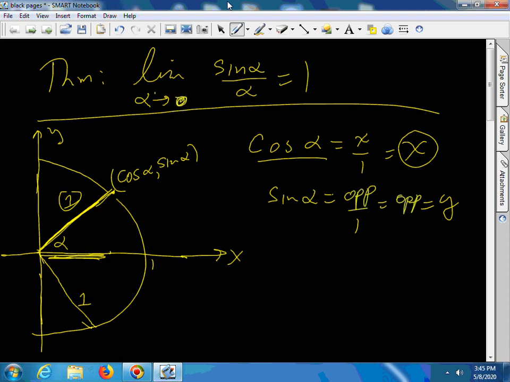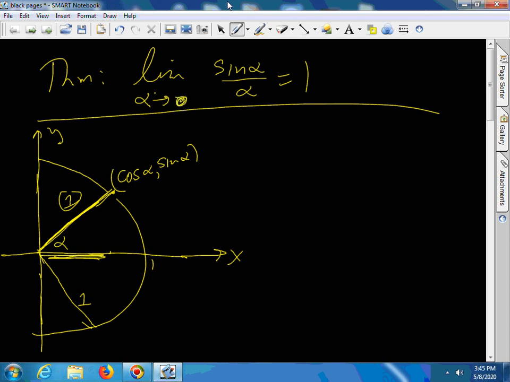Now, what is the area? So let me get rid of this too. What is the area of this triangle? Well, like every triangle, it's 1/2 times the base, which is 1, times the height, which is sine of A. Now, since this can be going on in quadrant 4 as well, let's make sure that the sine of A is positive.